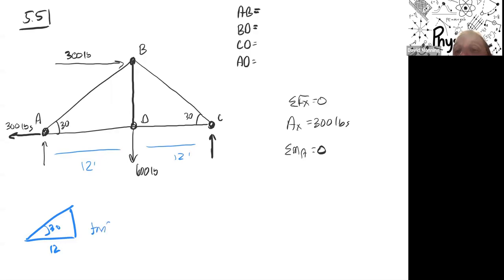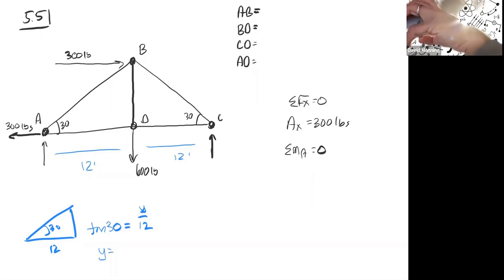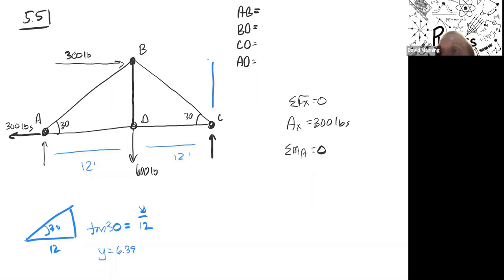So tan of 30 equals y over 12. Y equals 12 tan of 30. 6.93. So this distance here is 6.93 feet. And we need that for the moments. That's why I went and found that.